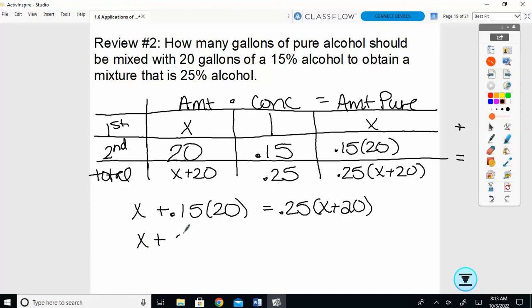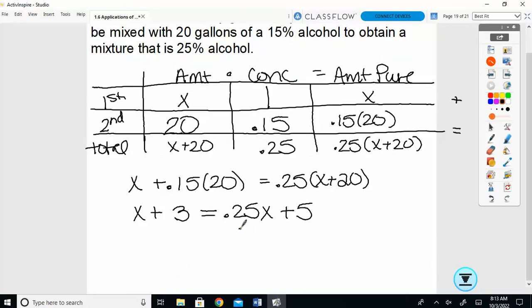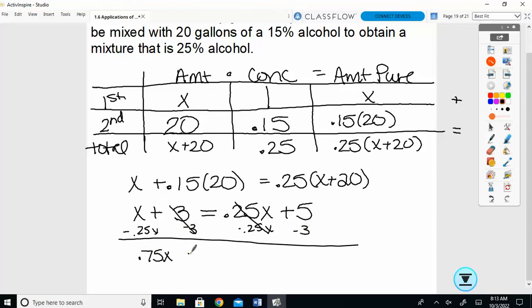Equally, and multiply: 0.15 times 20 is 3, equals 0.25x. 0.25 times 20 is 5. Okay, combine like terms, so if I subtract over my 0.25x, subtract the 3, equals 2.